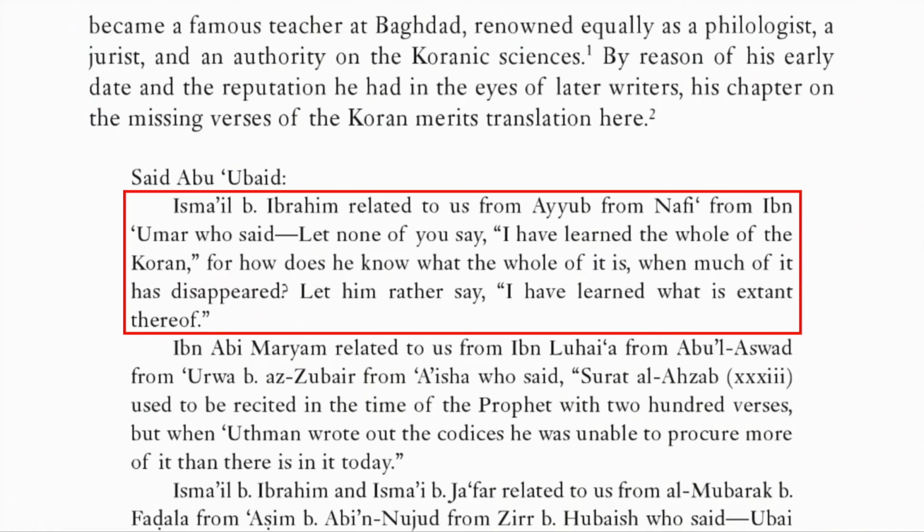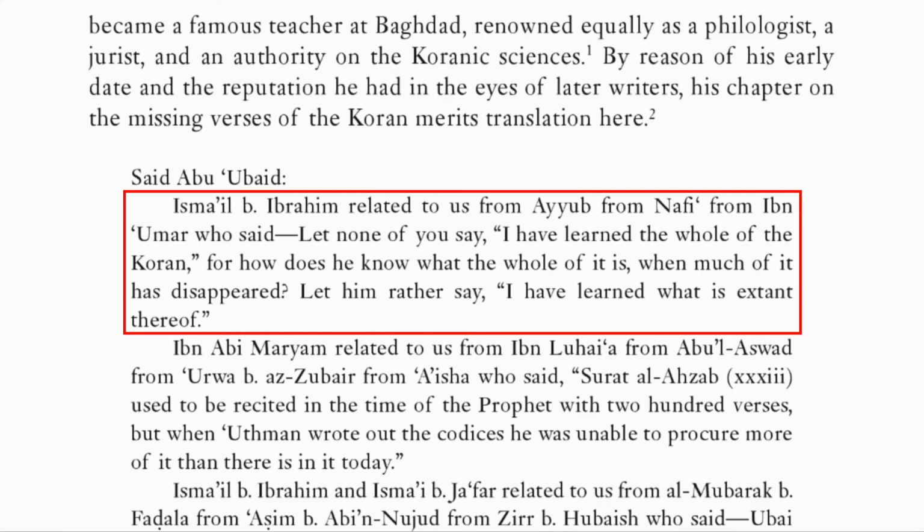0. In Abu Ubaid's Kitab Fada'il al-Quran, we read, Ismail ibn Ibrahim related to us from Ayub, from Nafi, from Ibn Umar, who said, let none of you say, I have learned the whole of the Quran, for how does he know what the whole of it is, when much of it has disappeared? Let him rather say, I have learned what is extant thereof. That is, I've only learned what has survived.